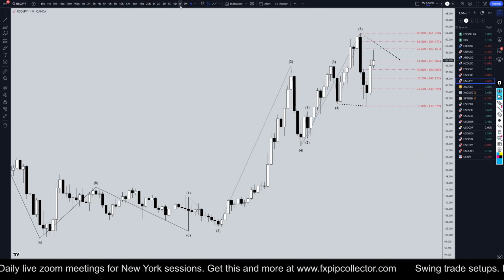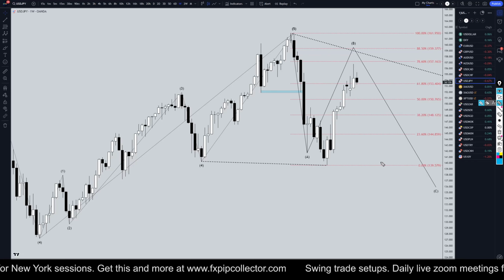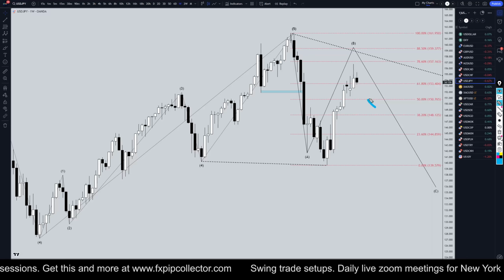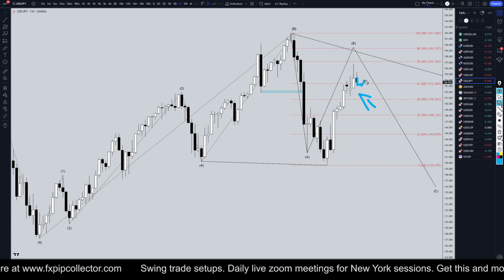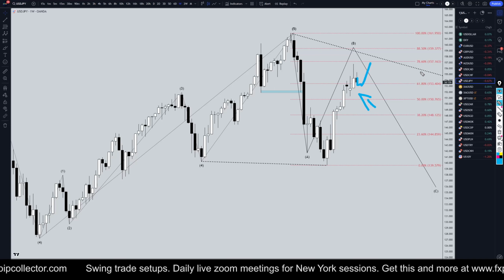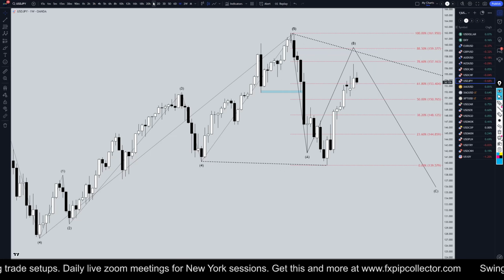So taking it down to the weekly time frame, I have it labeled as an ABC, but it could definitely be a 1, 2, 3. I still don't see any evidence, at least on this time frame, that the wave B is over. We do have to keep in mind that this could and may even likely go back up to a higher Fibonacci level. So the trend is definitely still up.